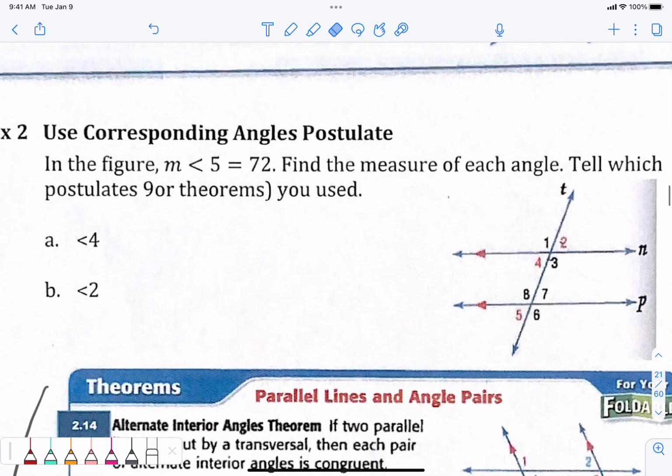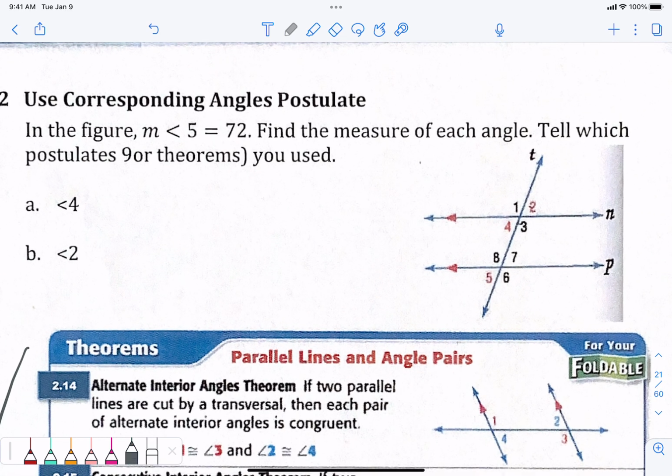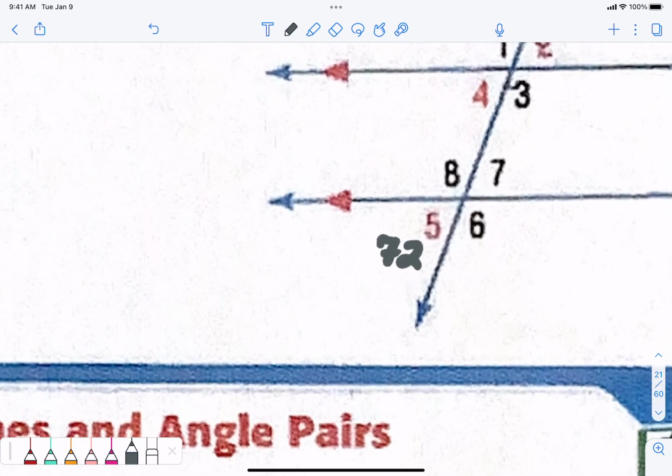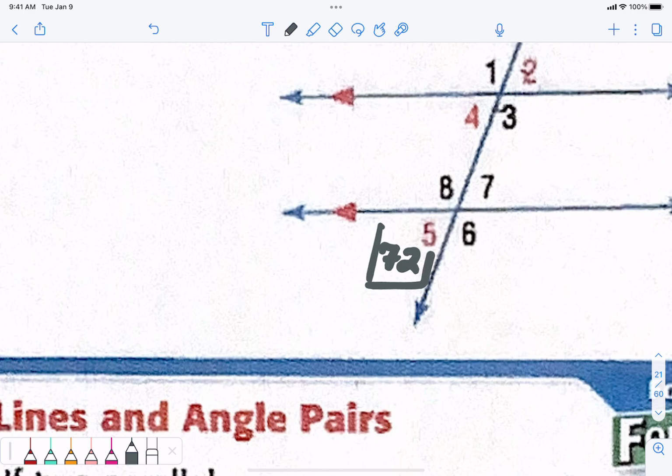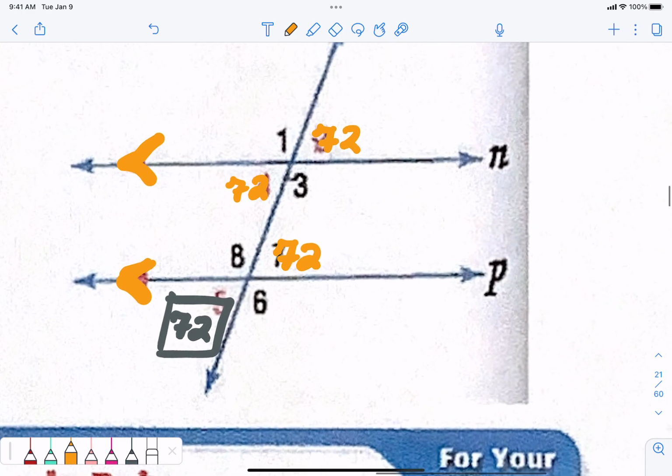So example 2, it says, in the figure, the measure of angle 5 is 72. Okay, so this is the original one that it gives me, right? And these 2 lines are parallel. We know that because of the arrows, right? Okay, so if that bottom number 5 is 72, what else do we know? 4 is 72. 7 is 72. And 2 is 72. Okay? All right, then 1, 3, 8, and 6 are all going to be the same.